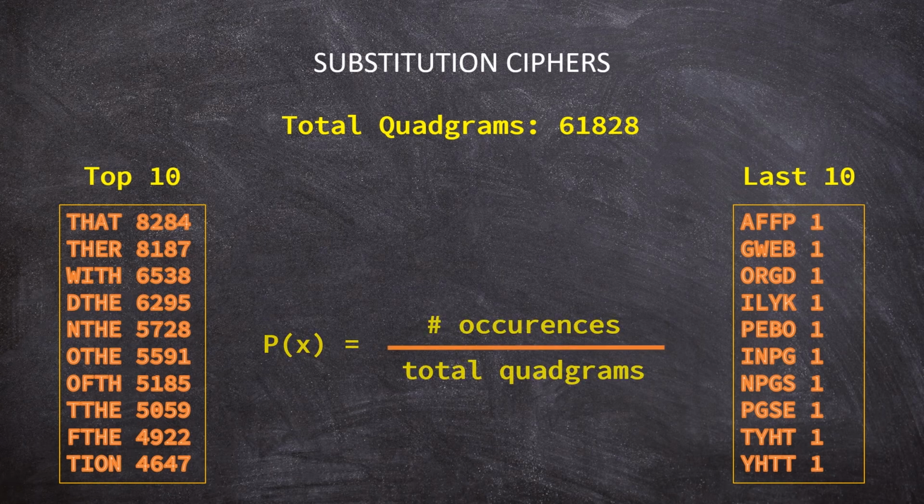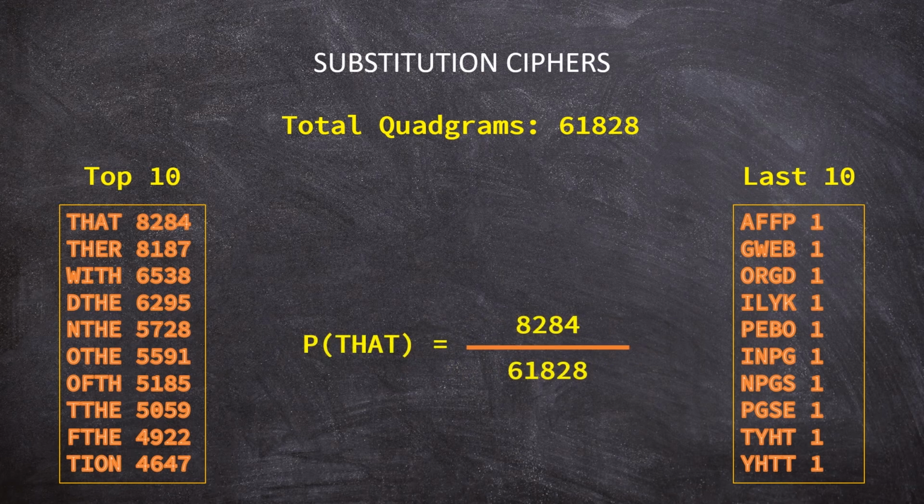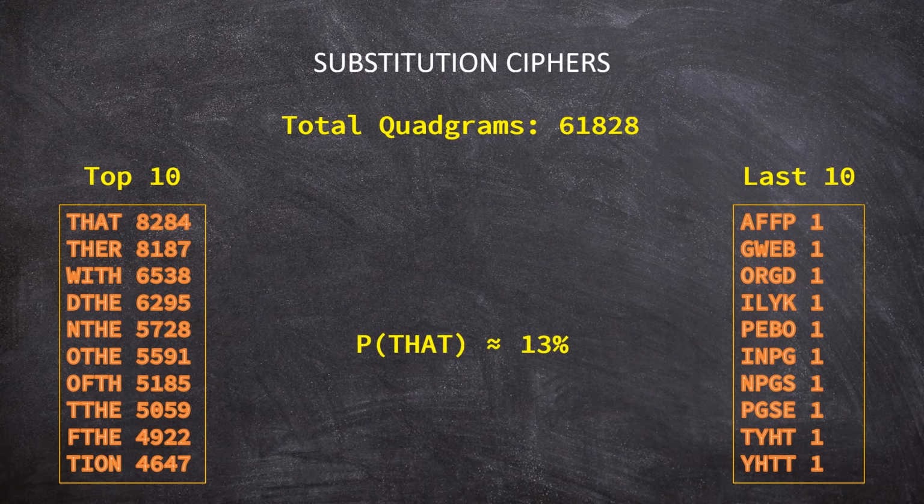For example, if we take the first quadgram from the list, THAT, we can find its probability by dividing the number of times it appears in the text, in this case 8,284, by the total number of quadgrams in the table, in this case 61,828. And this gives us an approximate 13% probability that the quadgram THAT will appear in any given piece of text written in the English language. And as we saw with the letter E, 13% is a pretty decent number.